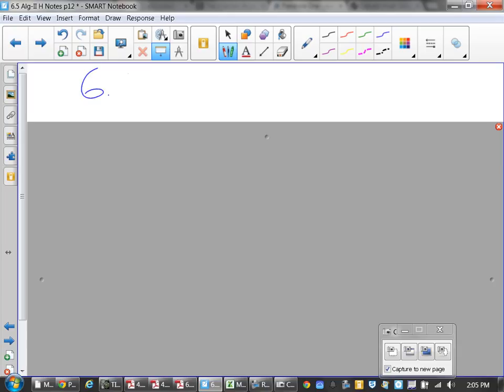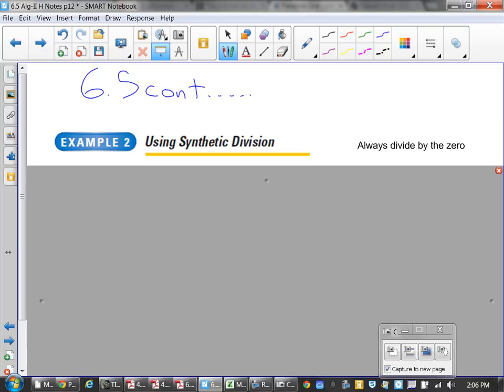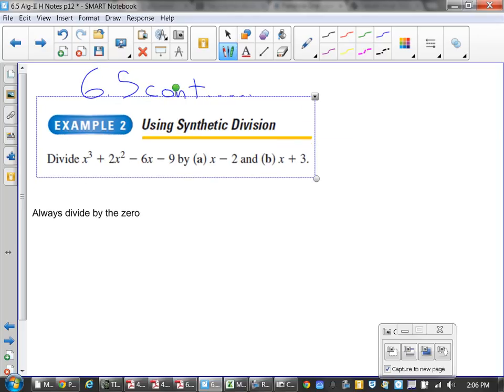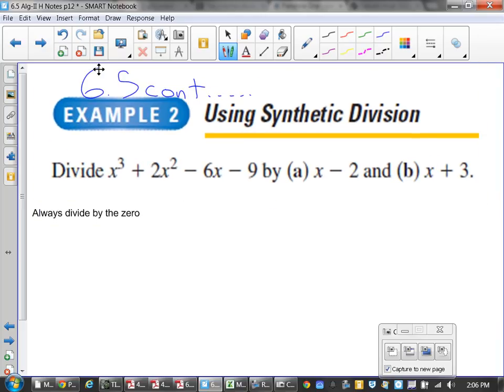And the last half of 6.5 deals with using synthetic division. Now, synthetic division is the exact same thing as synthetic substitution. You do the same process. It's called something different this time. The reason that it's called something different is because you're going to be able to divide out polynomials using synthetic division.